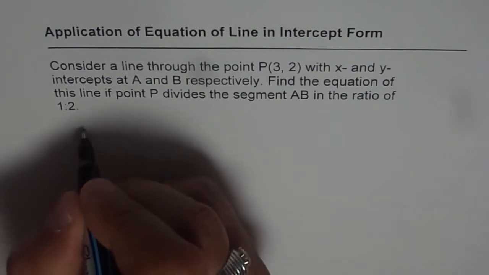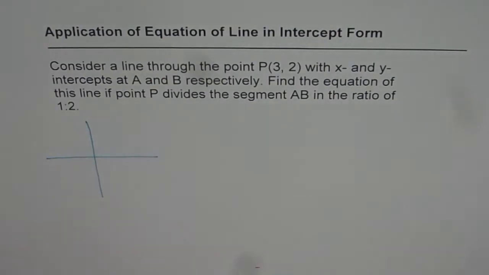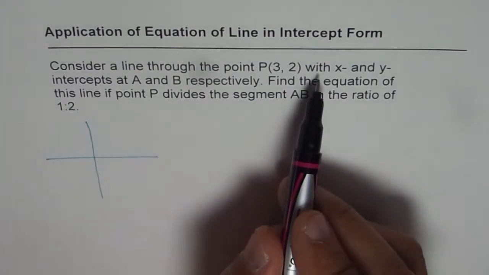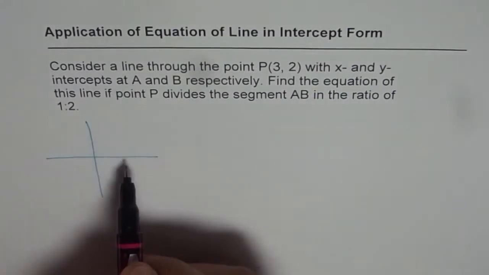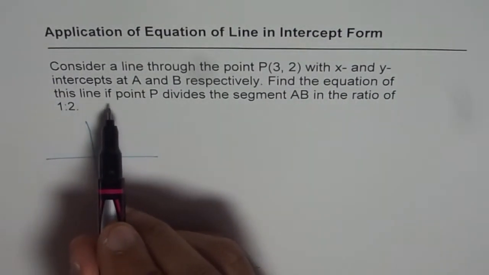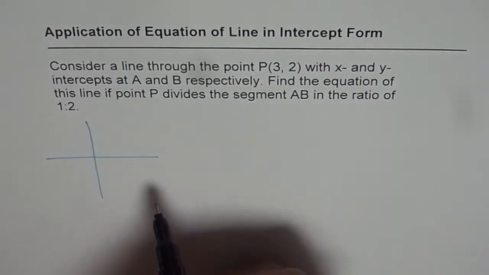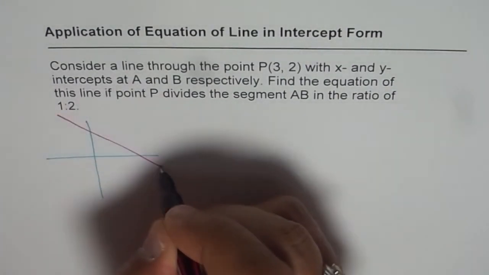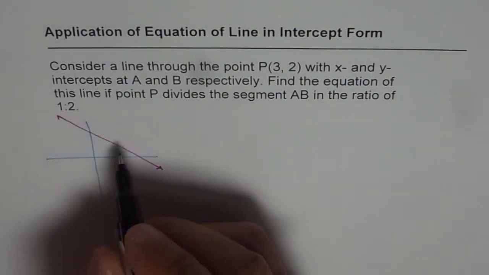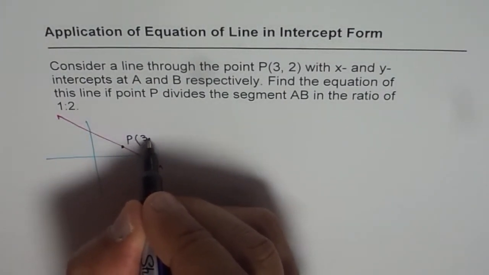of the line. So let's say this is our coordinate axis, right? And what we are given here is a point P, which is (3, 2), meaning in the first quadrant, with x and y intercepts at A and B. So A is the x-intercept, B is the y-intercept. Find the equation of this line if point P divides segment AB in the ratio of 1:2. That means if I draw a line like this, and I have a point, let's say point P (3, 2).